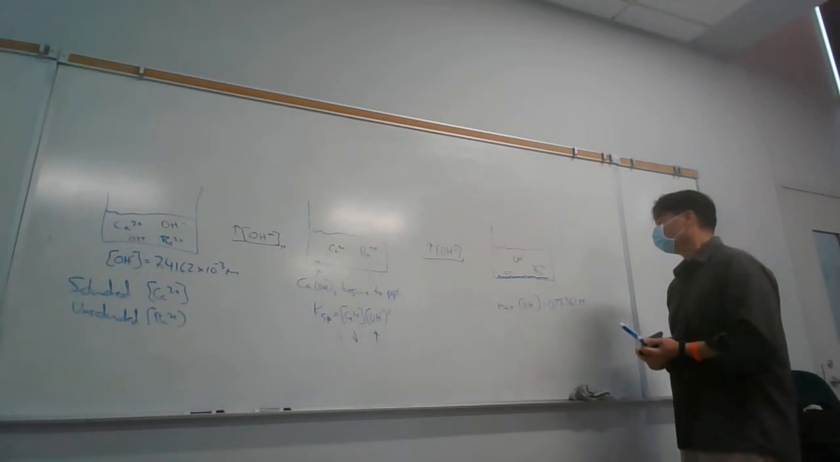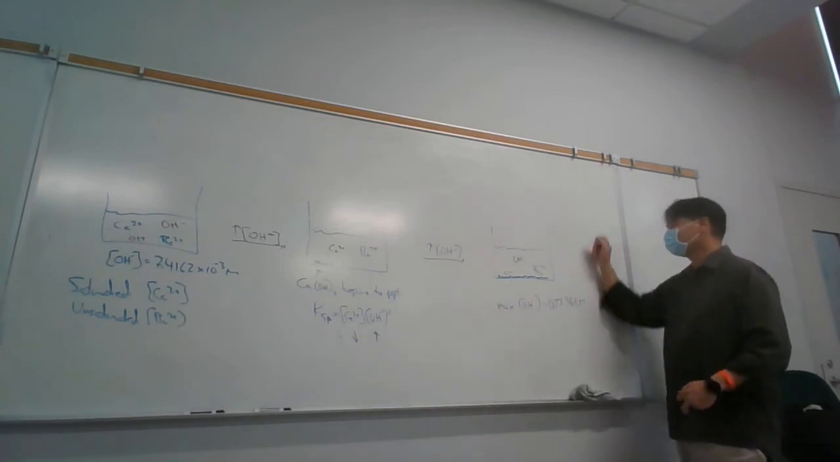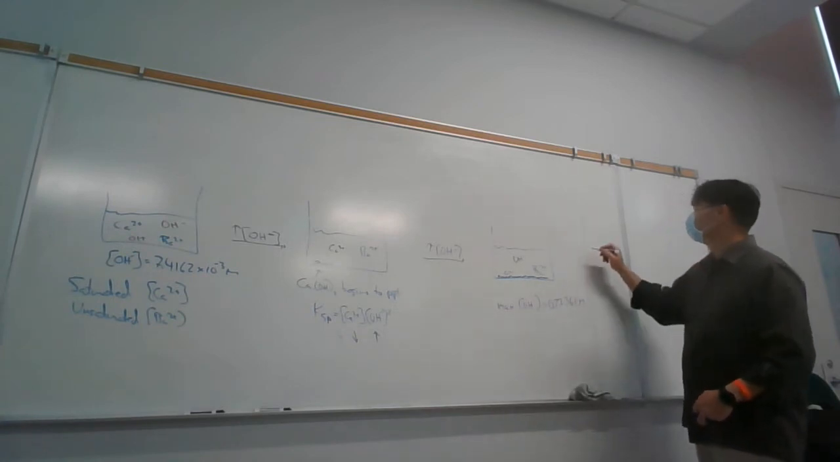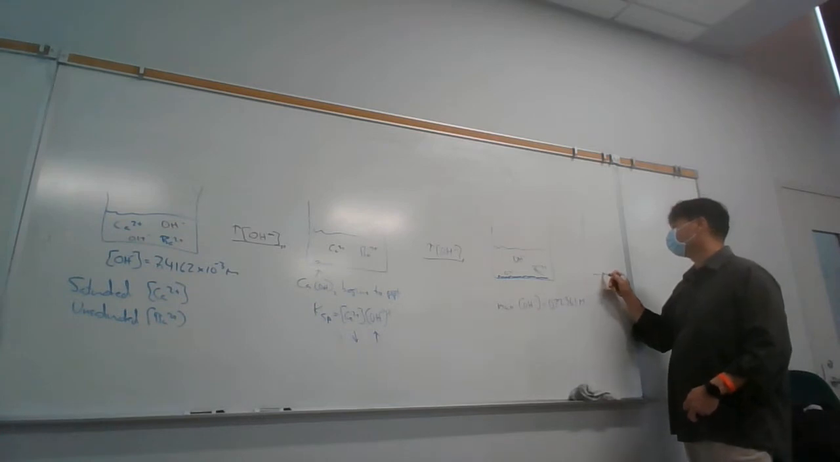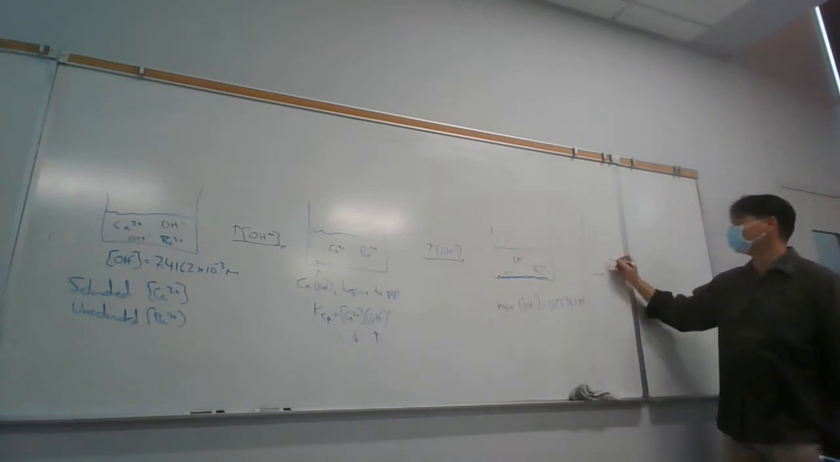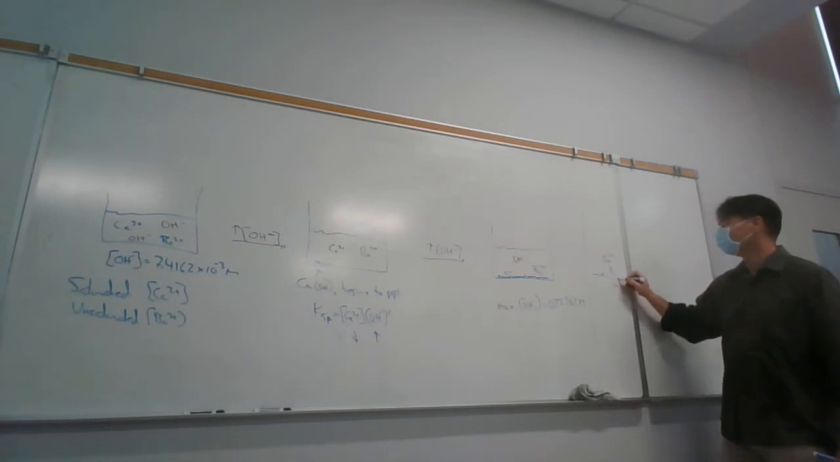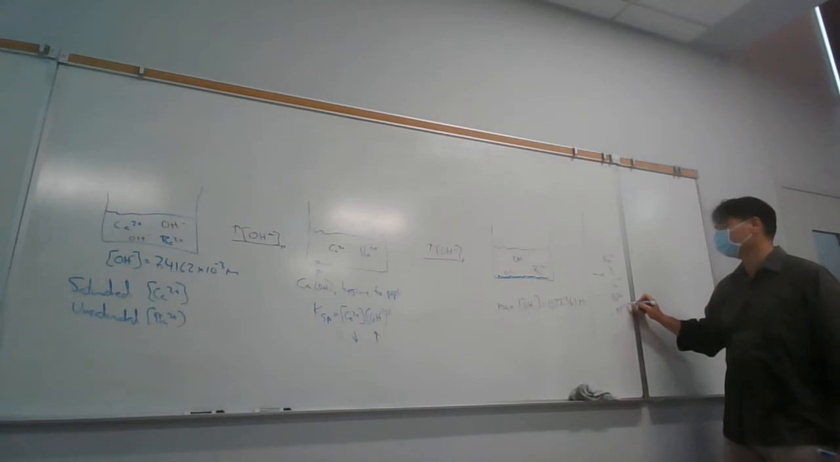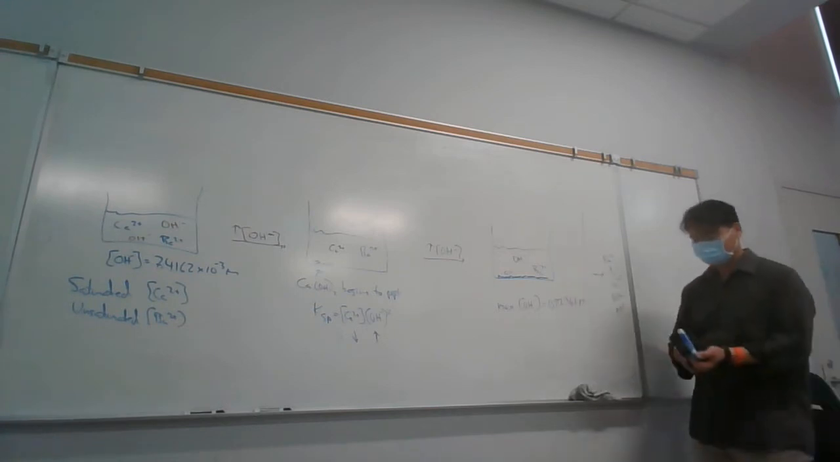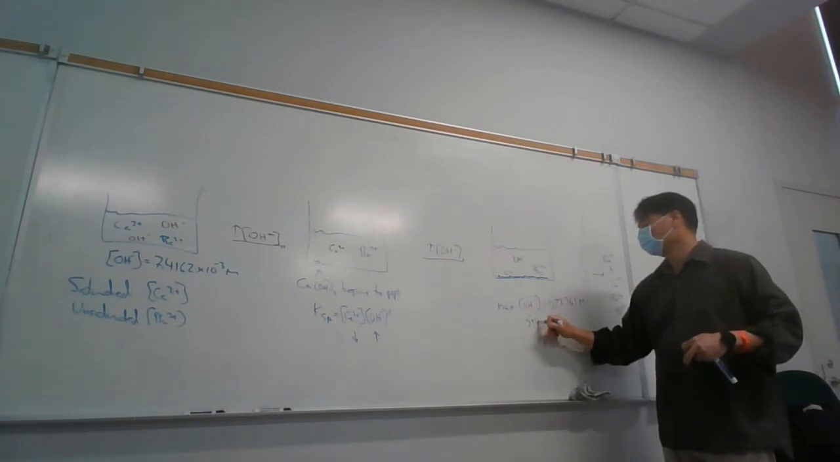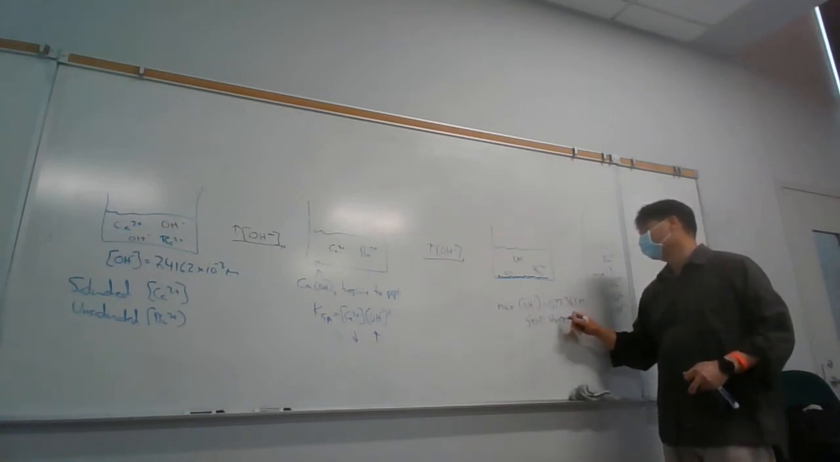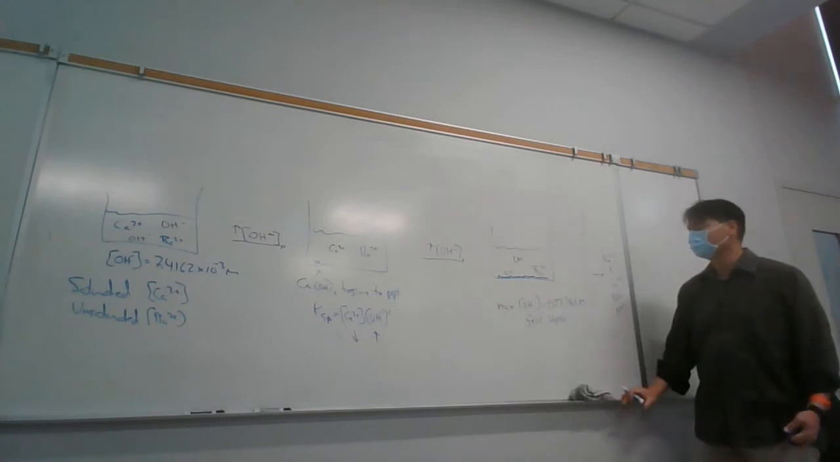Okay. So if we go past this, this is the max. If we go past this, then barium and calcium both precipitate. We don't want that. And so we have to stop here. If we stop here, what we need to do is calculate how much calcium remains in solution.